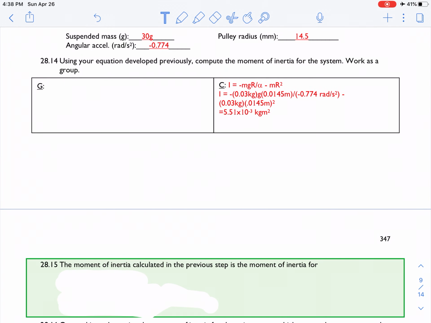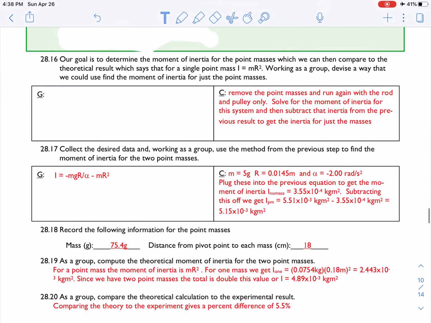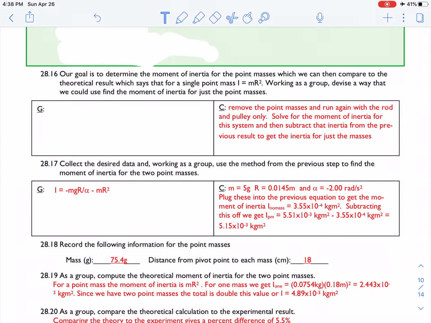And since this inertia we found in item 28.14 is for the system, and now we know the inertia without those point masses, the difference is going to give us the total of the point mass inertia. But there are two of them, so we're going to take half of it to figure out the experimental value, because it comes from the experiment, and we're going to compare it with the theoretical value from the moment of inertia equation, m r squared. Okay, so that's what we're going to do.